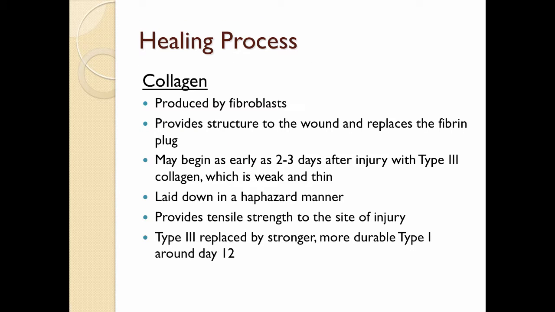So collagen is produced by fibroblasts. It provides a structure to the wound and it replaces the fibrin plug. It may begin as early as 2 to 3 days after an injury. It begins with type 3 collagen, and it is marked as being weak and thin. And this collagen is laid down in a haphazard manner, which doesn't allow for much movement, but it does allow for tensile strength at the site of injury.